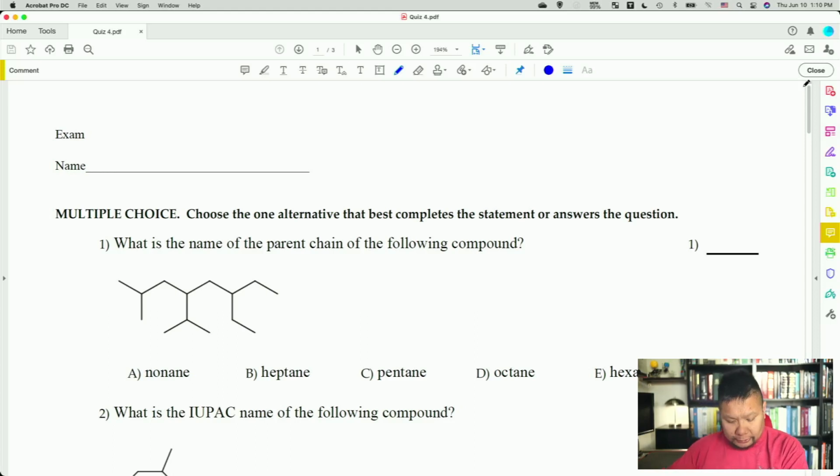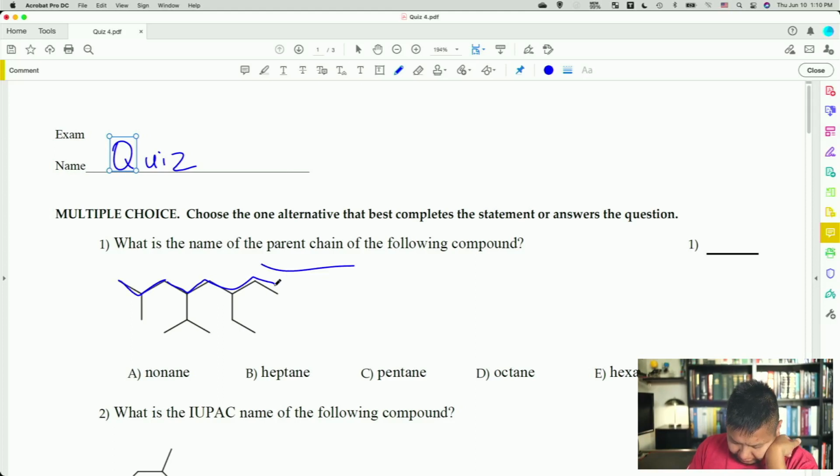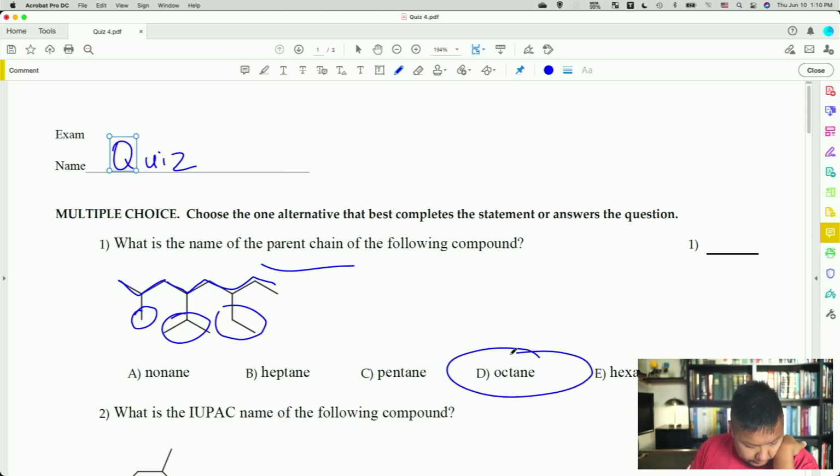Okay, so let's go ahead and start on quiz 4, which is over lecture 5, the beginning of alkanes. The first question is: name the parent compound or parent chain of the following compound. This is pretty easy. We have here the longest chain being this right here, which is actually an octane. It also is the parent chain because it has the most substituents on it, 3 of them. So the answer there is octane.